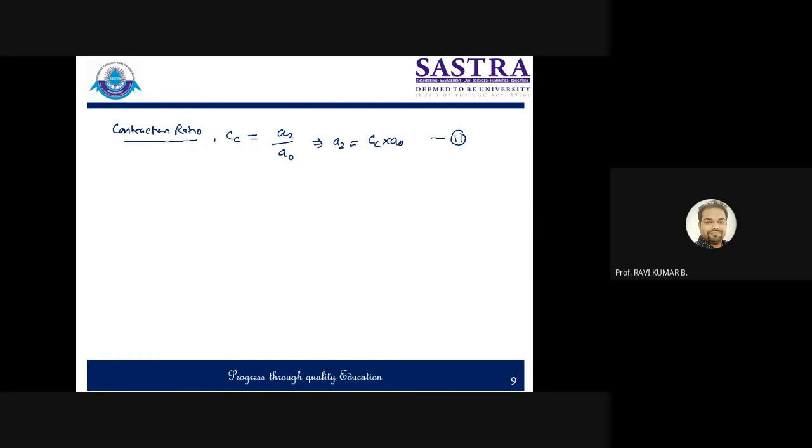Clear? Where this Cc is known as coefficient of contraction, right? Coefficient of contraction or contraction ratio, right? Basically depending on the area. So coefficient of contraction is Cc.